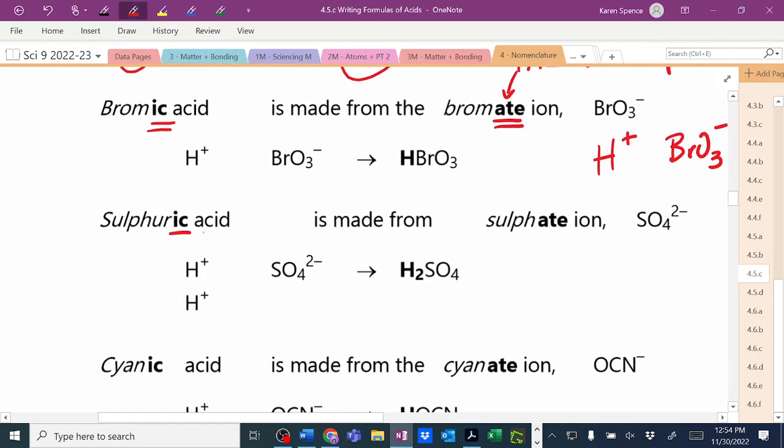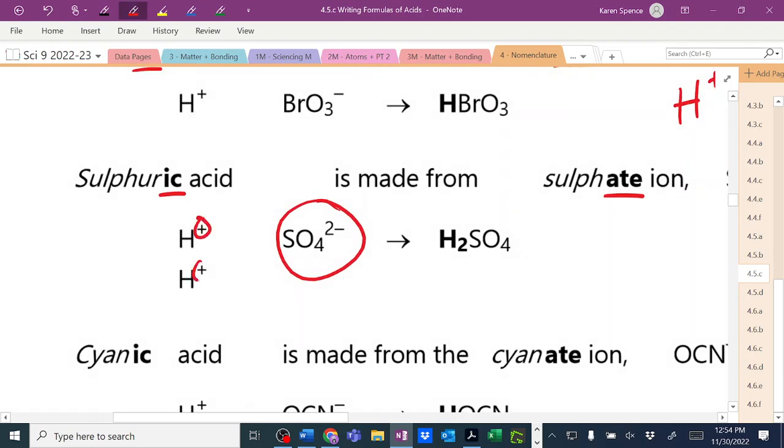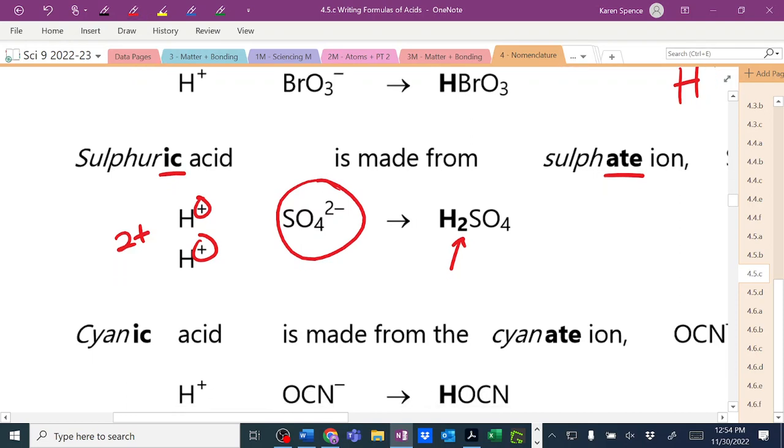Sulfuric acid, ic, goes with ate. So we have H, we have SO4 2 minus. That means we need 2 of the H pluses to give us a 2 plus charge. So that's going to be H2SO4. That is a diprotic acid. I'm just going to keep saying it because I can.